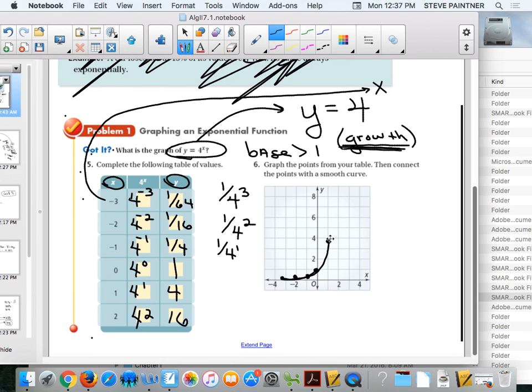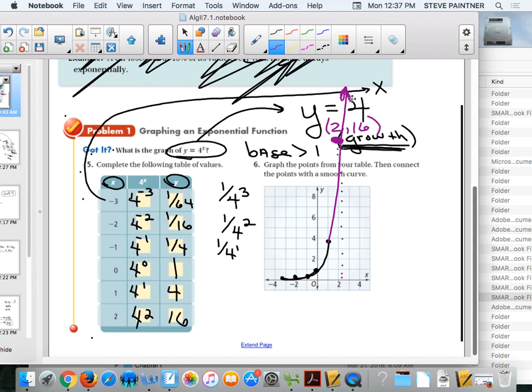Okay, if I try 2, I get 16. 16 would be somewhere up here, I'd say about right there. 2 goes in, 16 comes out. Here goes my graph, right through it. Okay, so there's your graph.